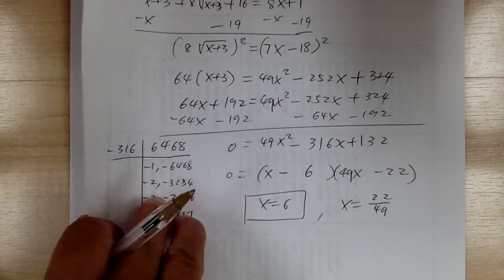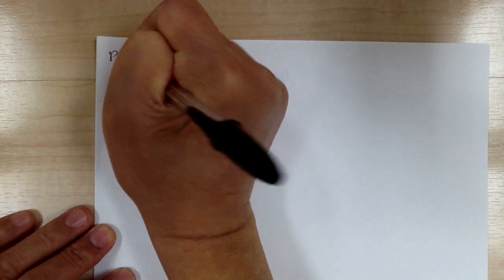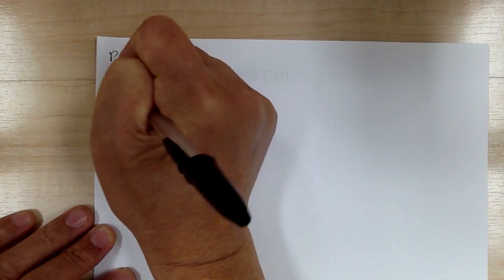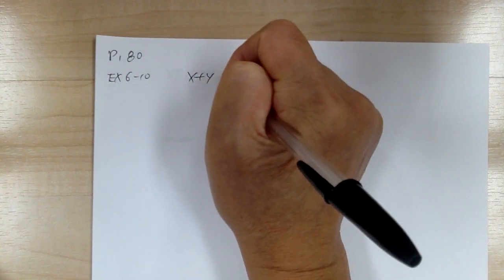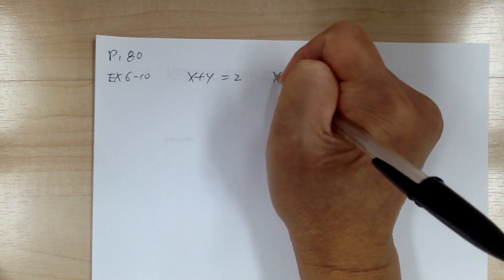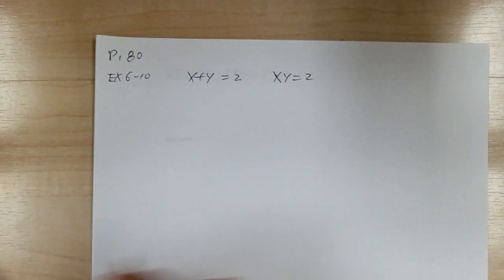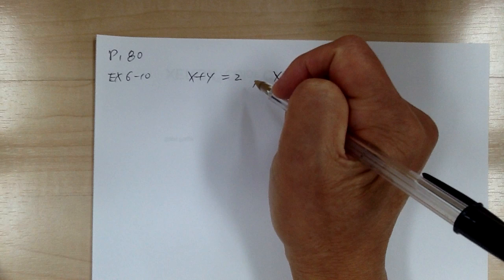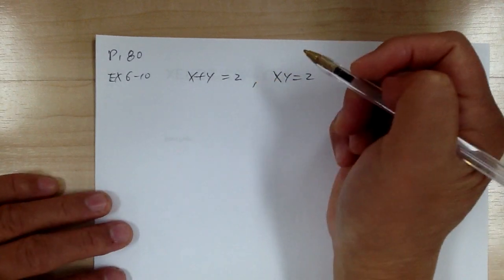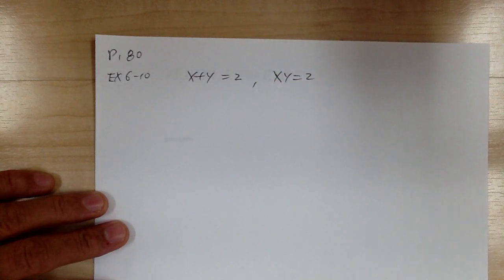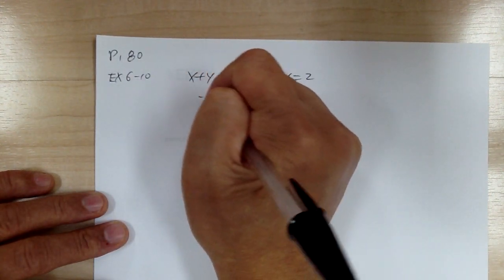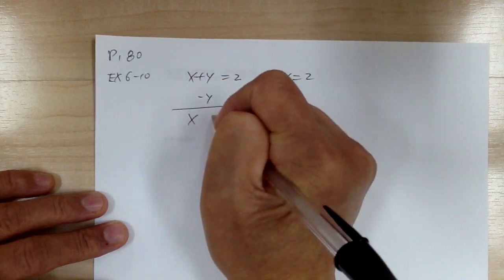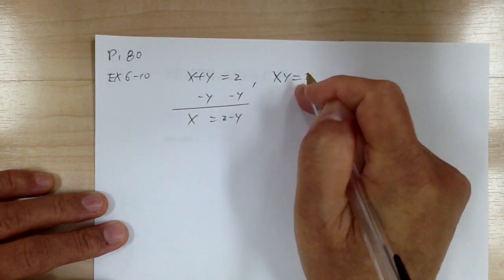Let's go to example 10. Okay, so you have x plus y equal to 2, and you have xy equal to 2. They kind of write it as one long equation, but I want to separate the two. The regular straightforward way would be just to solve for one of them. You can minus y on both sides, so you got x equal to 2 minus y, and you substitute into here.